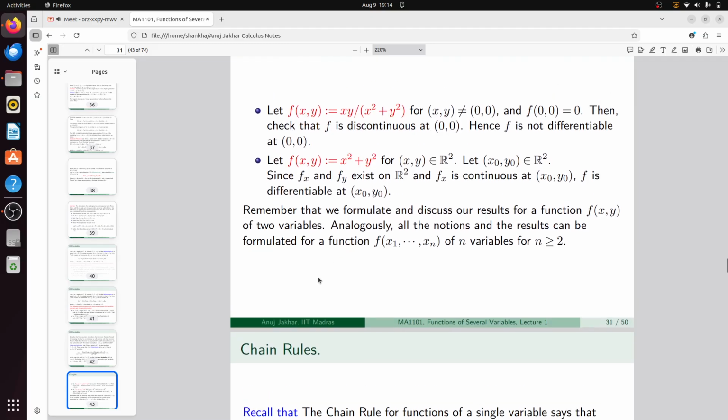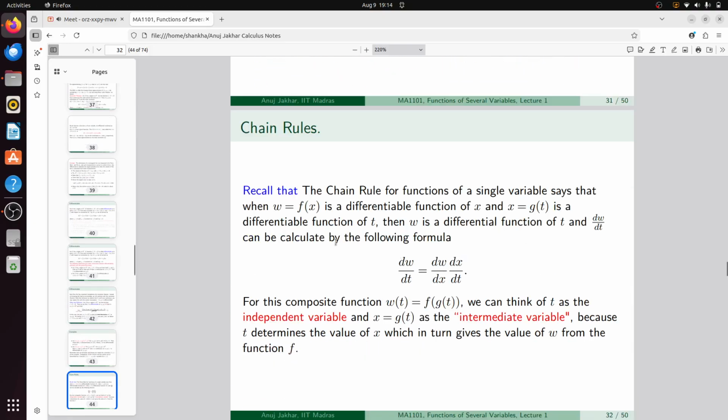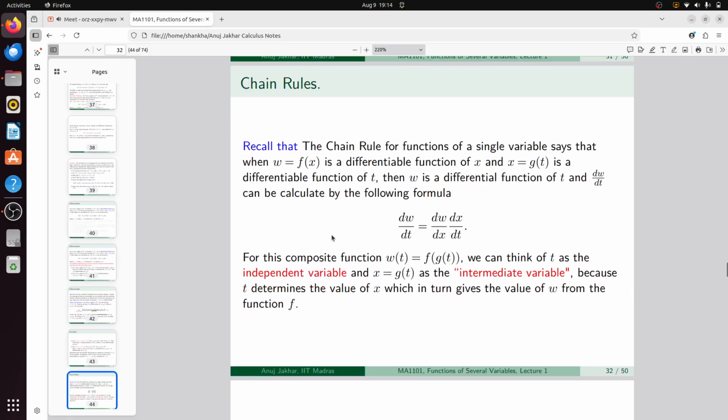So all these notions hold true for n greater than or equal to 2. Now these are chain rules. Recall that the chain rule for a function of a single variable says that when w = f(x) is a differentiable function of x and x = g(t), then in single variable calculus you can write dw/dt = dw/dx times dx/dt. This we call the chain rule. This x = g(t), this x is basically some intermediate variable. Just like instead of going direct from Chandigarh to Kolkata, you go from Chandigarh to Hyderabad, and then from Hyderabad you take another flight to Kolkata. So it is just an intermediate or via route.